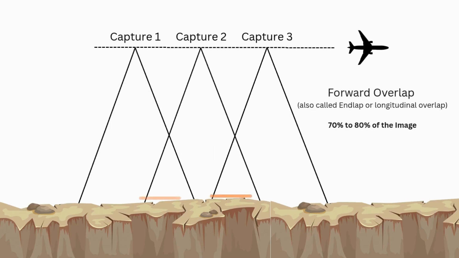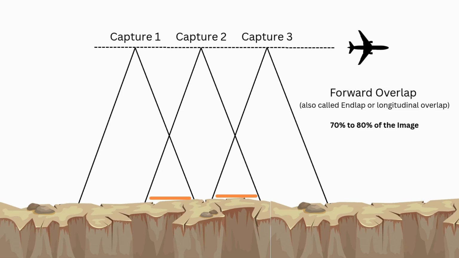Types of overlap in photogrammetry. 1. Forward overlap, also called end lap or longitudinal overlap. Forward overlap is the shared area between consecutive photos along the same flight line. The typical forward overlap is 70% to 80%. Why is it important? It ensures that every part of the terrain is captured at least twice, allowing software to generate stereo pairs for elevation modeling.